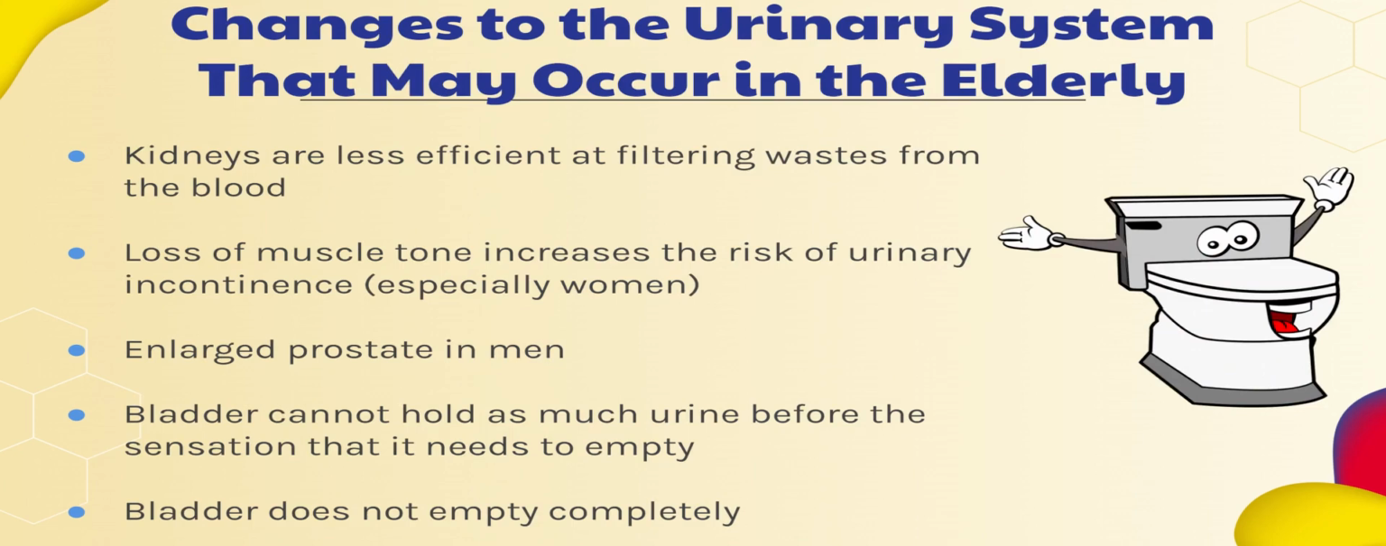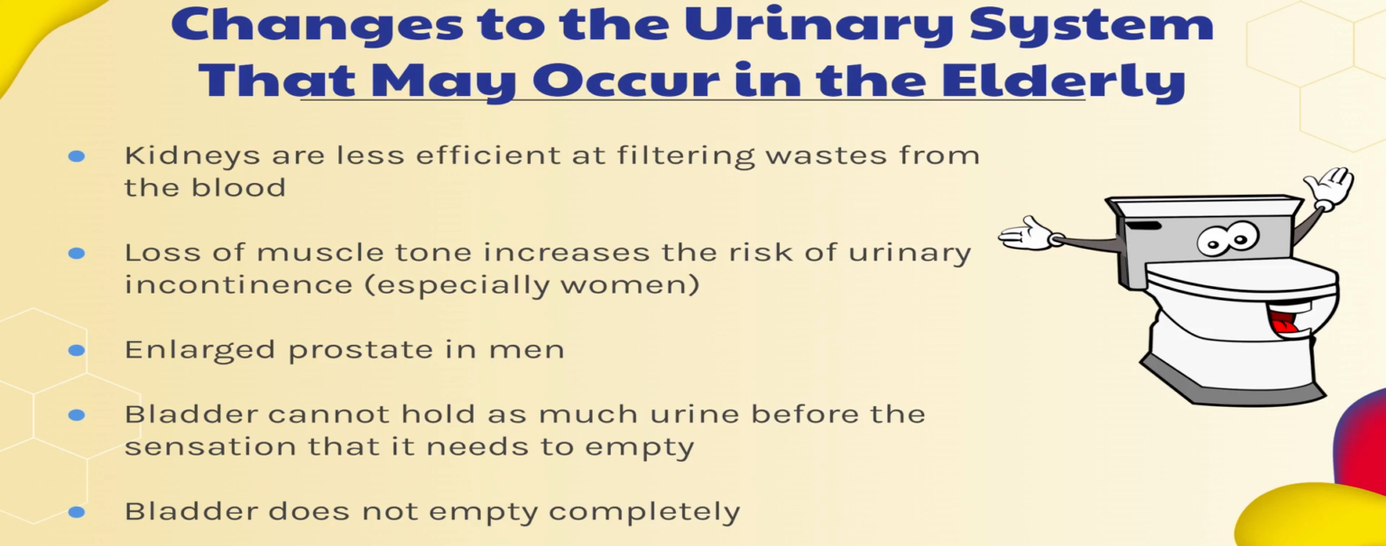As people age, the kidneys are less effective in filtering waste from the blood. When the kidneys do not filter blood as efficiently, increases in blood pressure may occur. Loss of muscle tone increases the risk of urinary incontinence, especially in women. In men, the prostate enlarges.